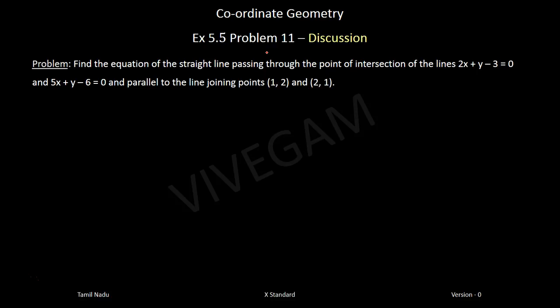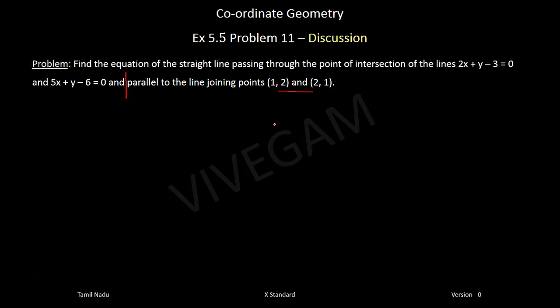Let's read the problem. Find the equation of a straight line passing through the point of intersection of the lines 2x plus y minus 3 equal to 0 and 5x plus y minus 6 equal to 0 and parallel to the line joining points (1, 2) and (2, 1). So the line is parallel to the line joining these two points. You'll have to break the problem down here.